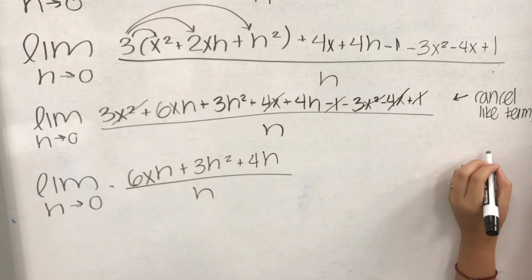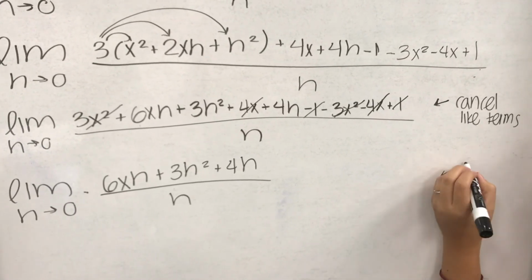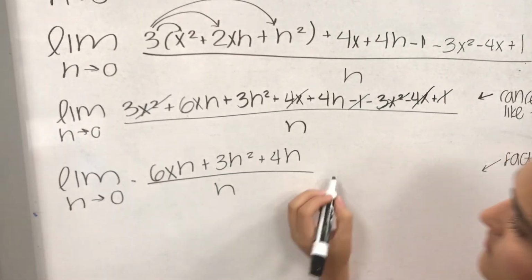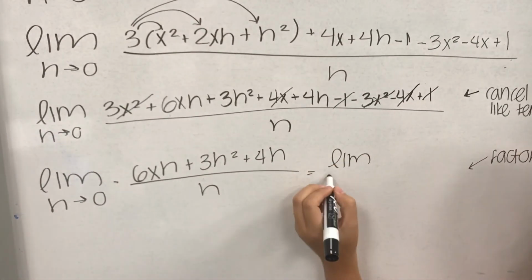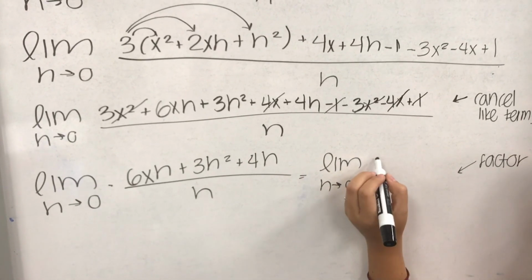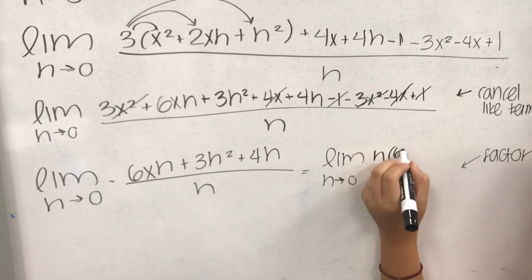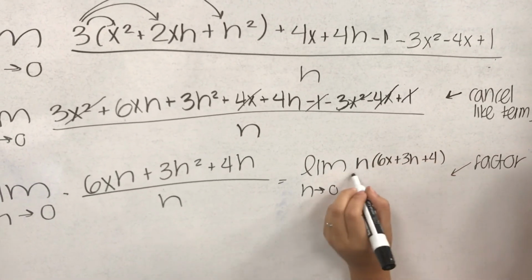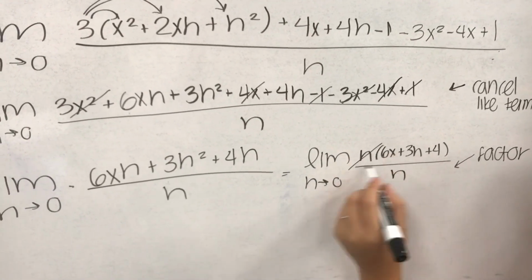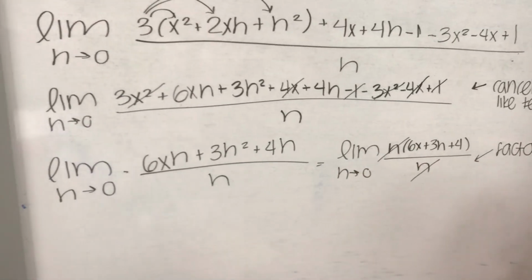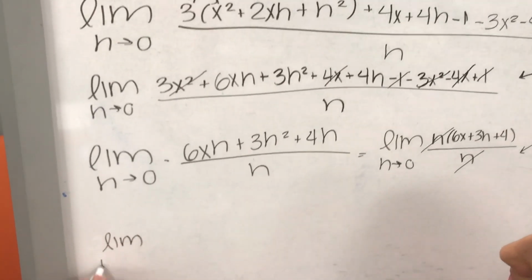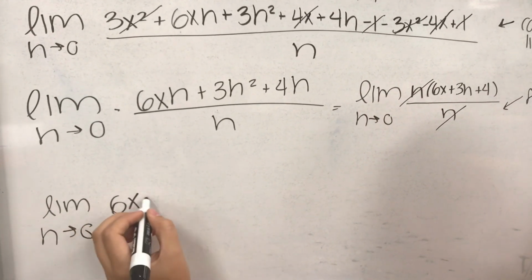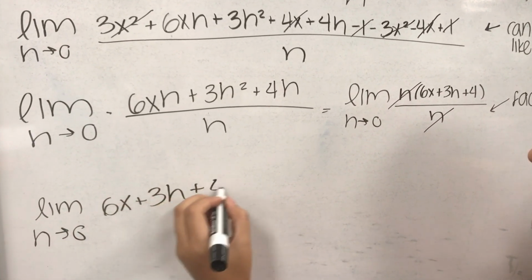So for this next step, we have to factor. We are factoring so we can leave the h outside, and then that way it will cancel with the denominator. We have to rewrite that the limit of h approaching 0 is you isolate the h, you open parentheses, and fill in what they need to complete the original equation, all over h. As you can see, the h will cancel, and you will be left with limit of h approaching 0 is 6x plus 3h plus 4.